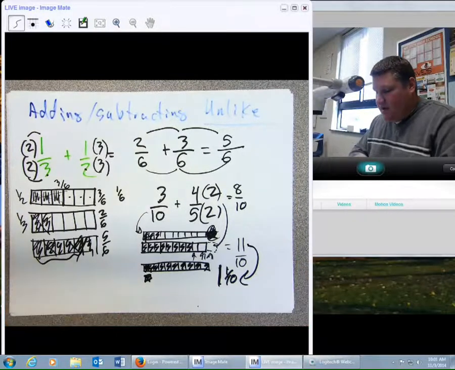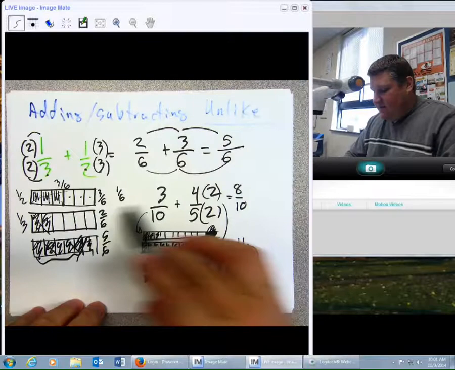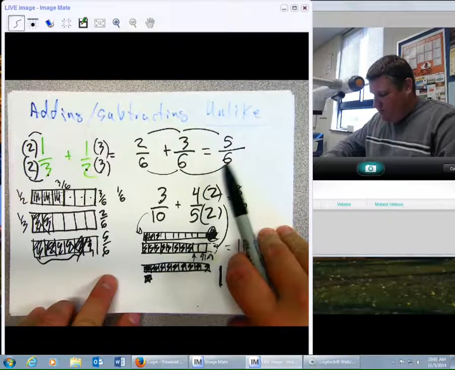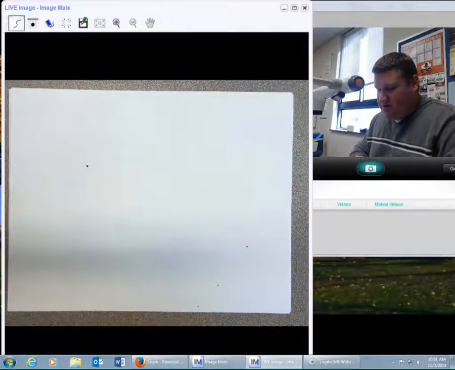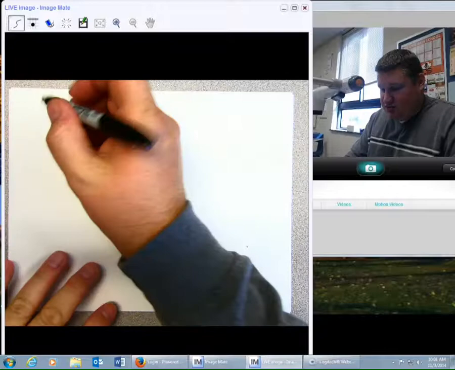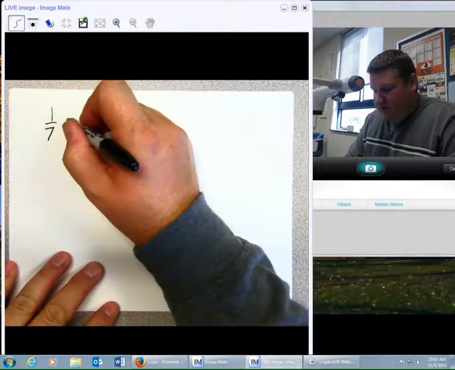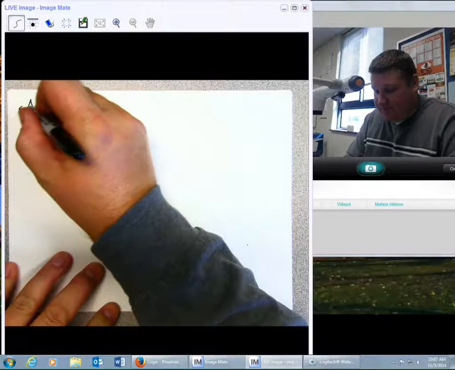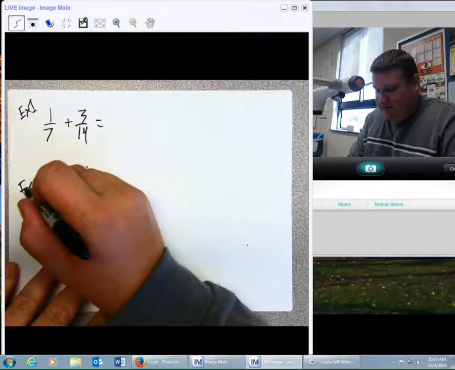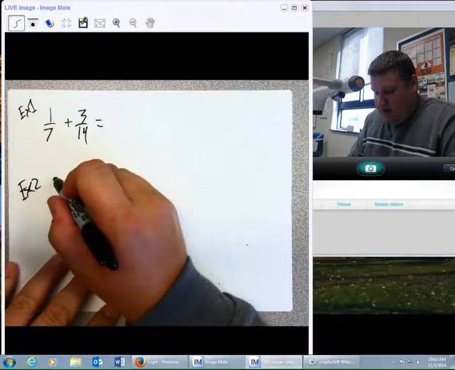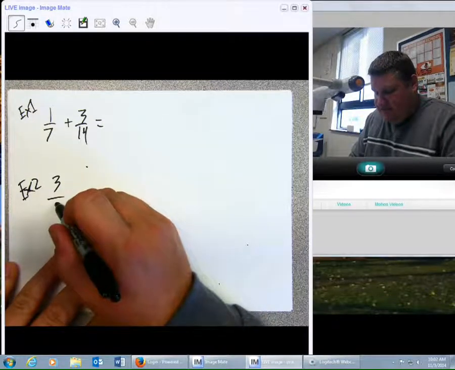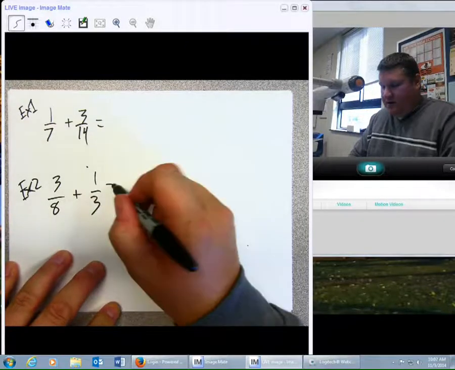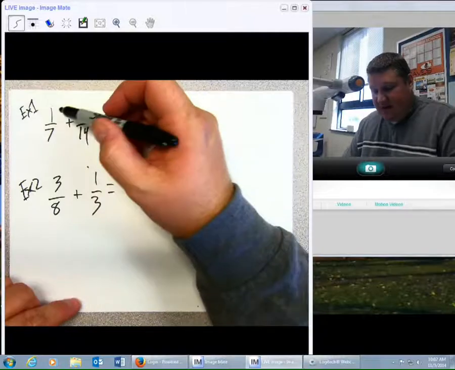So, adding unlike denominators, models work out okay, but really we need to be able to do common denominators using only numerical values. So if I have 1/7 plus 3/14, let's practice that one. Then let's practice 3/8 plus 1/3.